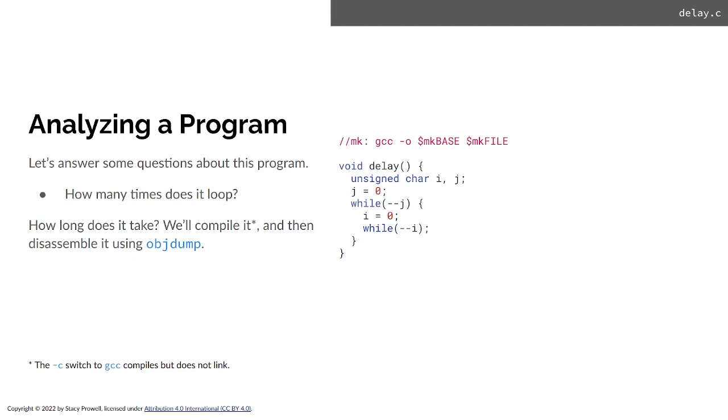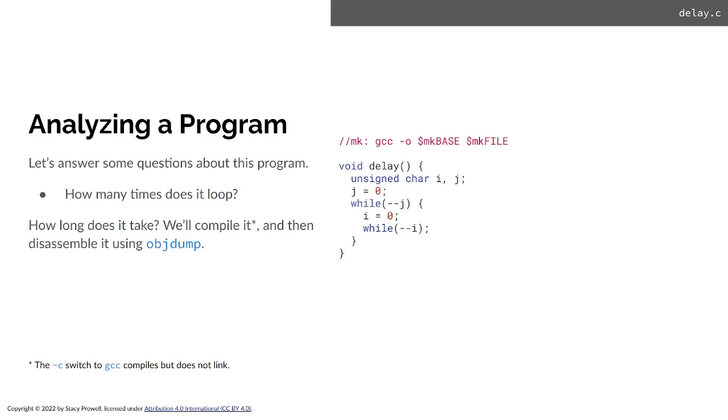Here's a tiny little program written in C. Here we have a little function called delay, which doesn't take any arguments and doesn't return anything. We have two unsigned characters, i and j. We set j equal to 0, and then we pre-decrement it. While that value is not 0, we set i equal to 0, and then we pre-decrement it. And while that value is not equal to 0, we run. The question is, how many times does this little inner loop run? Well, this starts at 0. We immediately decrement it, so now it's 255.